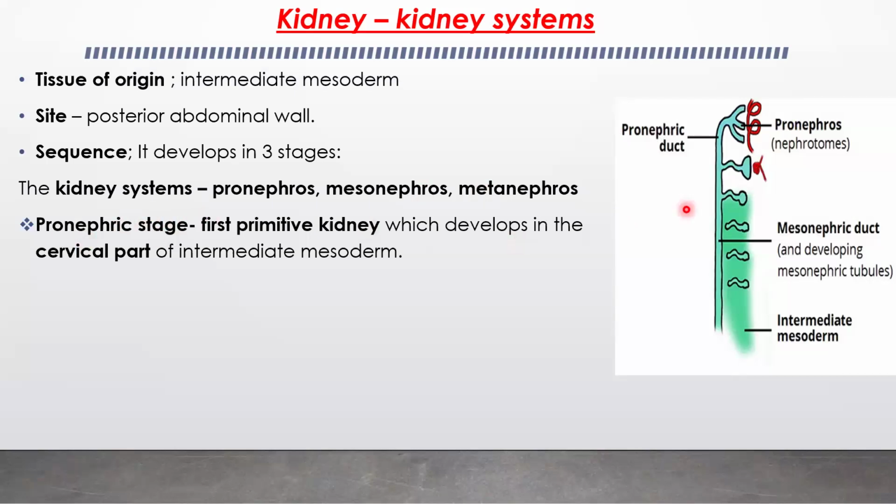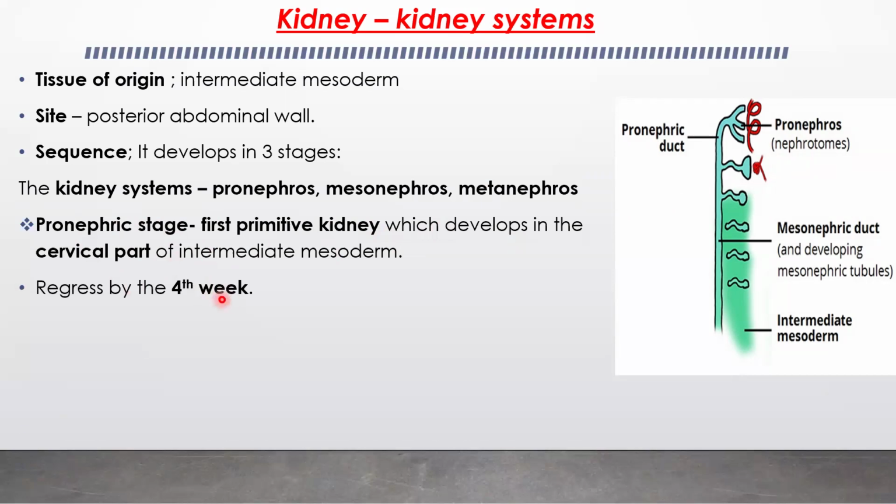Then we start with the pronephric stage. So the pronephric stage, you can see it here. This is the pronephric stage, the nephrotomes now. So they are the first primitive kidney which develops in the cervical part. So they develop around the neck region. So they usually regress within the fourth week.